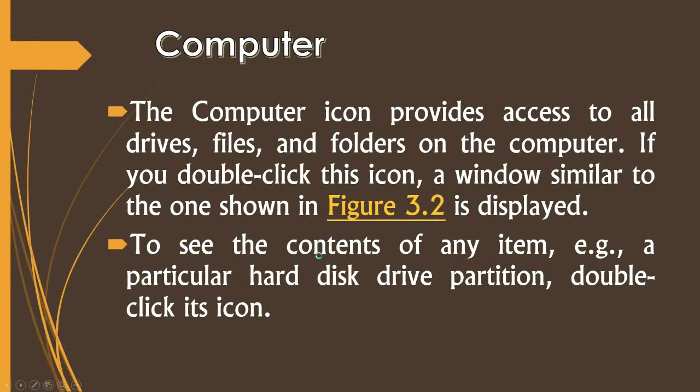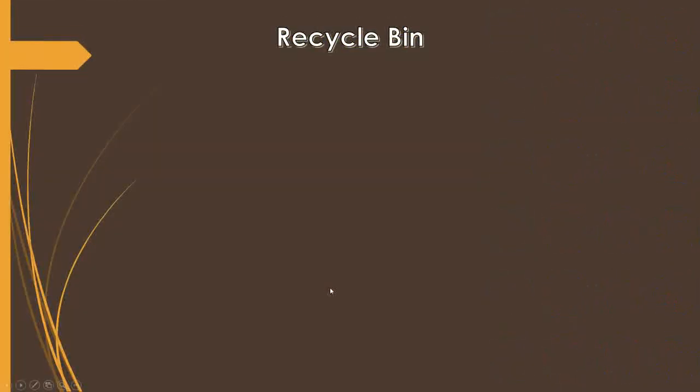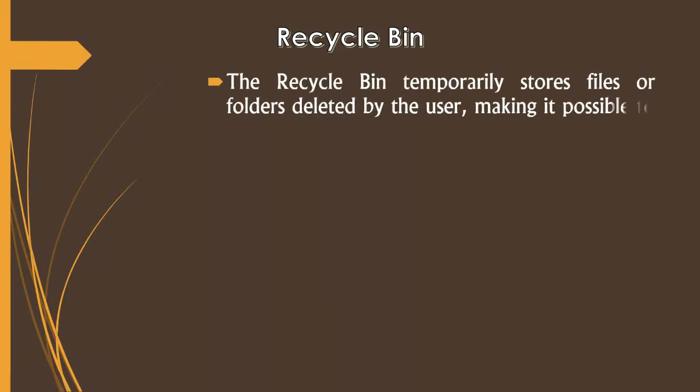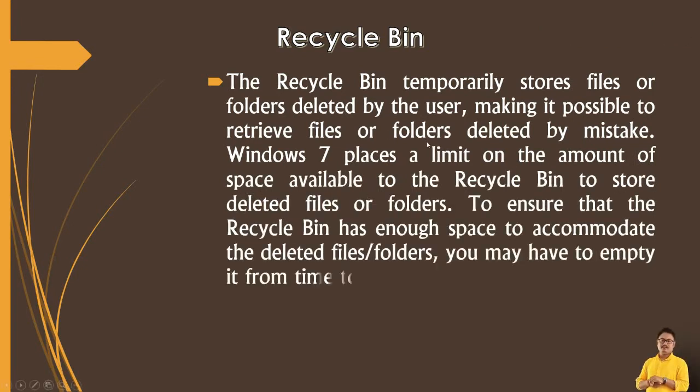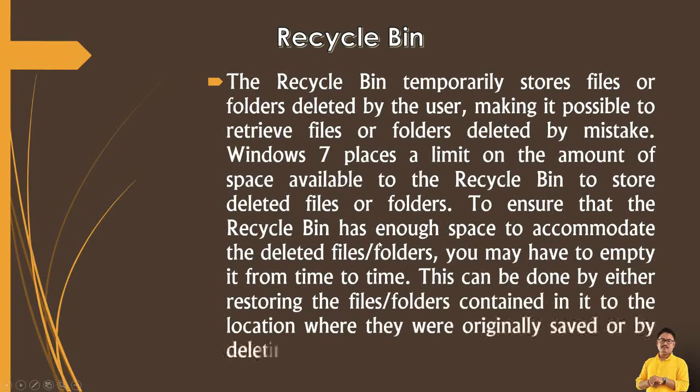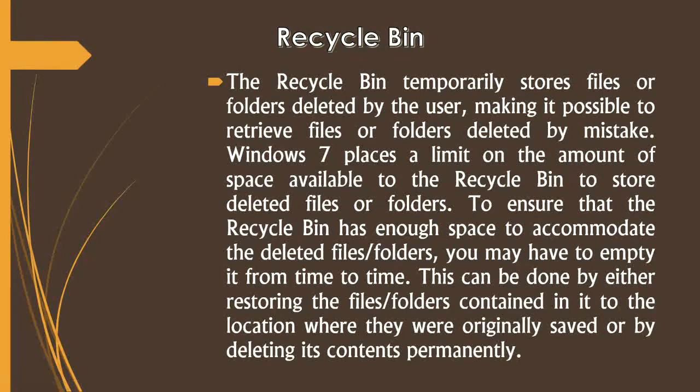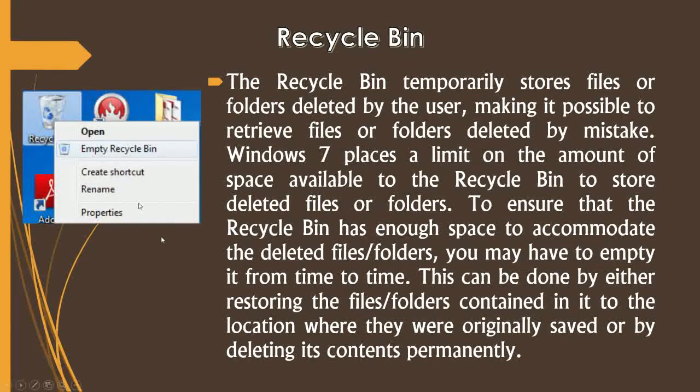Okay. So after computer, next is recycle bin. The recycle bin temporarily stores files or folders deleted by the user, making it possible to retrieve files and folders deleted by mistake. It's simply any file or folder, when you delete it, where does it go? To the recycle bin. On the desktop, the recycle bin icon is there, it will go there. And if you delete by mistake, no problem, you can restore it, you can get it back also. If you want to permanently delete, you can delete it. How can you delete it? Just right click on the recycle bin and click empty recycle bin.